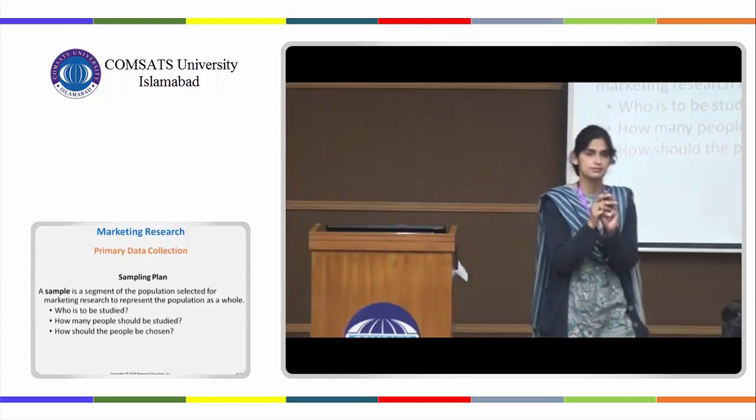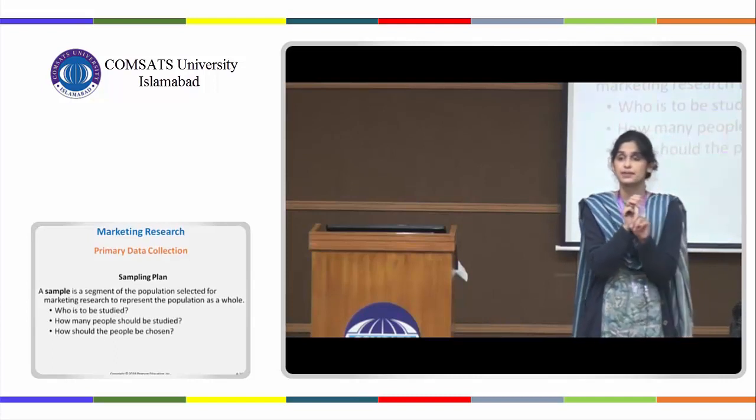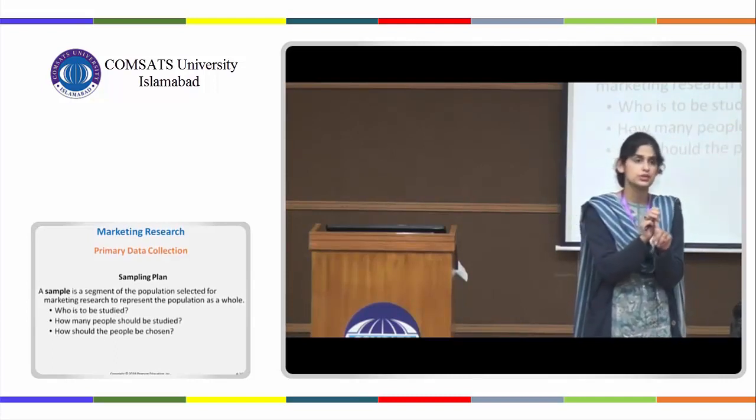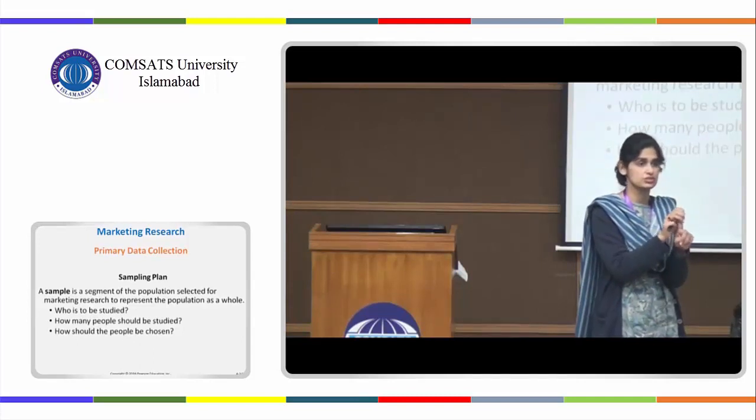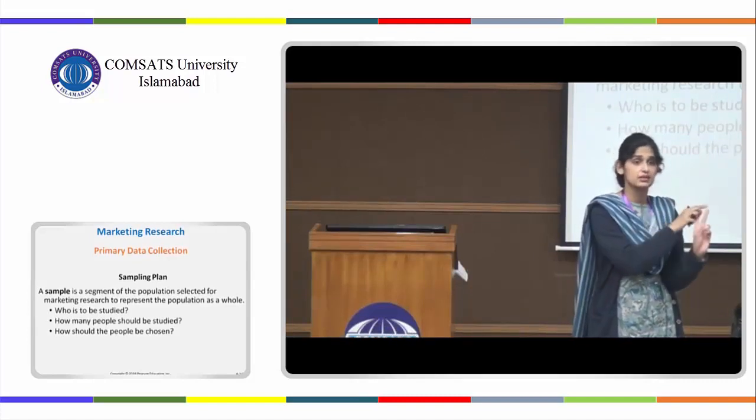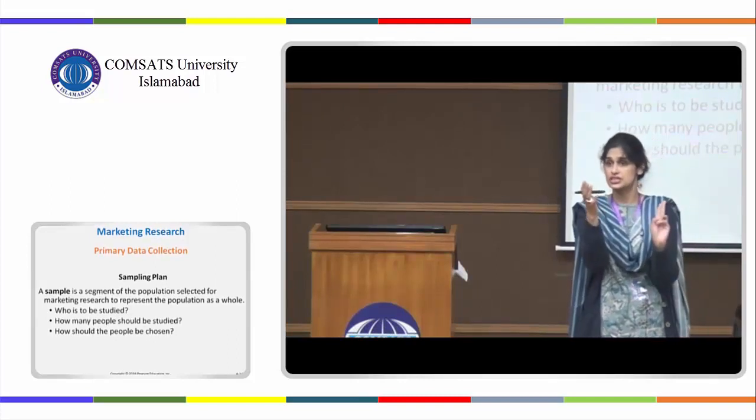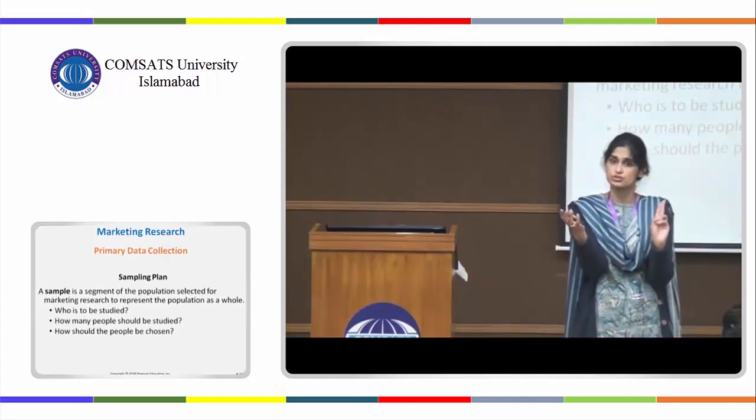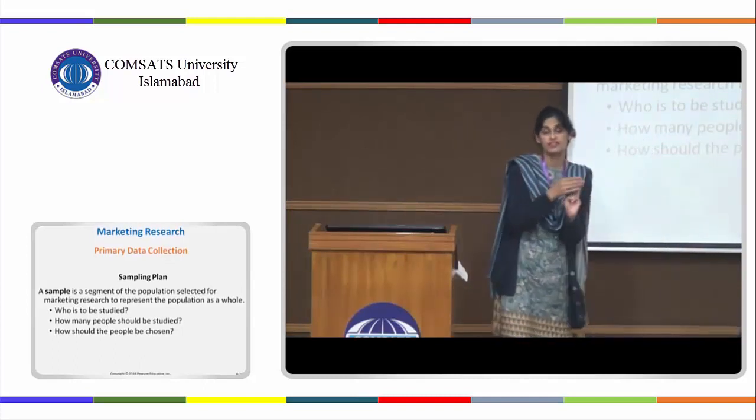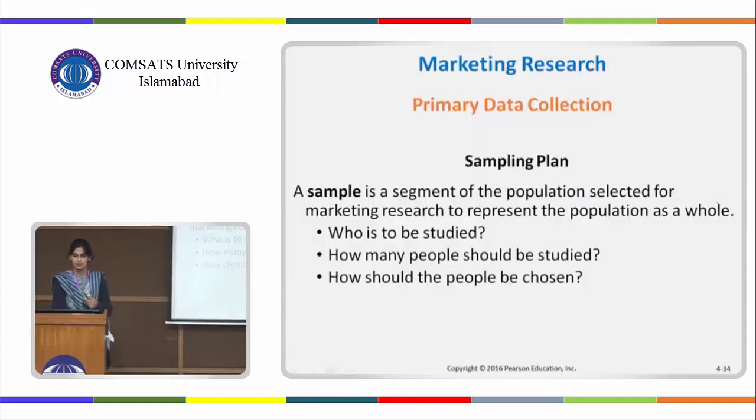So three things fall under the sampling plan. Who would you take data from? That is your sampling unit. The people providing you data are sampling units. It might be an individual, it might be an organization, it might be a family, a household, right? The second element is sample size. How many people or how many organizations or how many households would respond to your questions? And the third element is how should you choose those households, individuals, businesses, right?